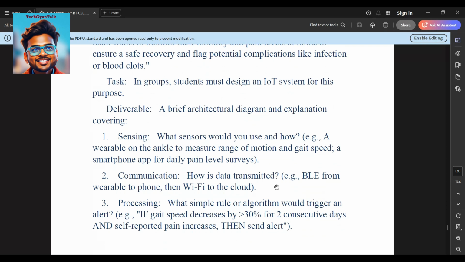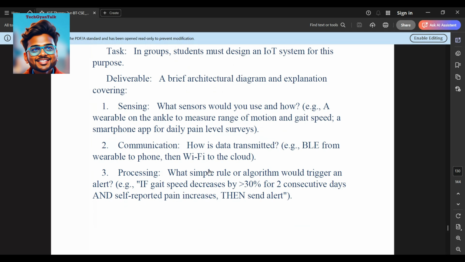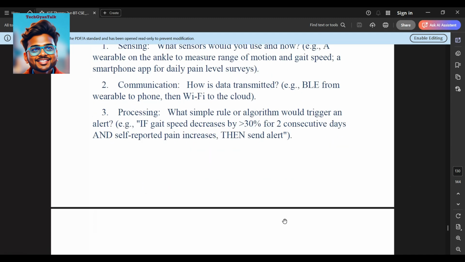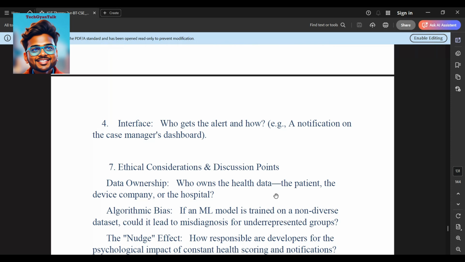Communication: how is data transmitted? Example: BLE from wearable to phone, then Wi-Fi to the cloud. Processing: what simple rule or algorithm would trigger an alert? Example: if gait speed decreases by more than 30% for two consecutive days and self-reported pain increases, then send alerts. Interface: who gets the alert and how? Example: a notification on the case manager's dashboard.